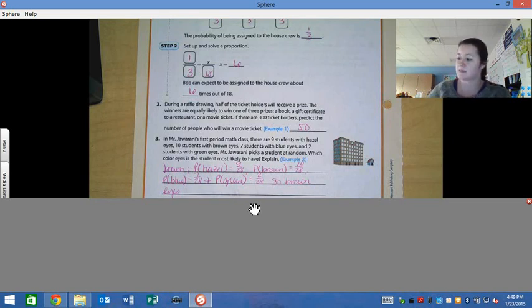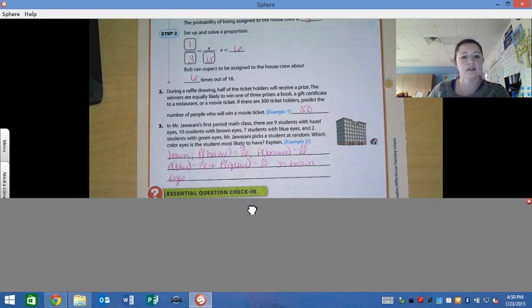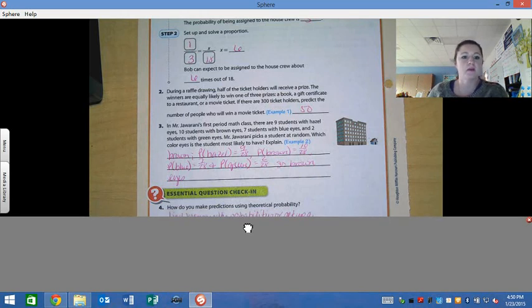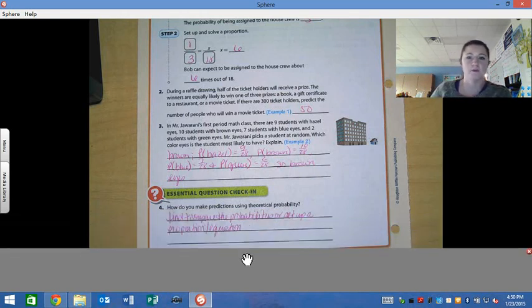Okay, last one, essential question. How do you make predictions using theoretical probability? Well, we found and compared the probabilities, or we set up a proportion or an equation. Either way works just as well. All you needed was a simple explanation of what you did throughout this unit.